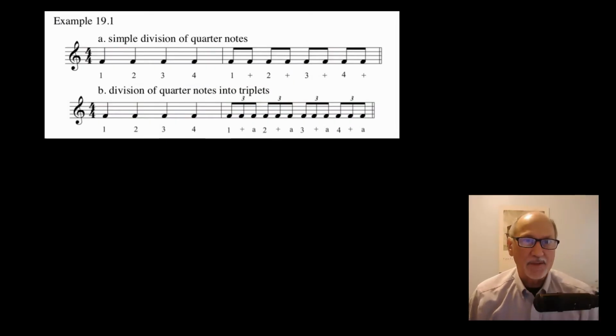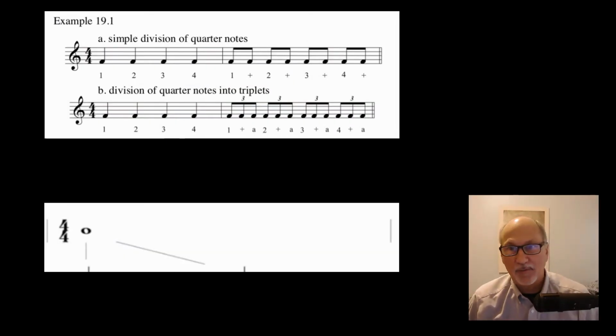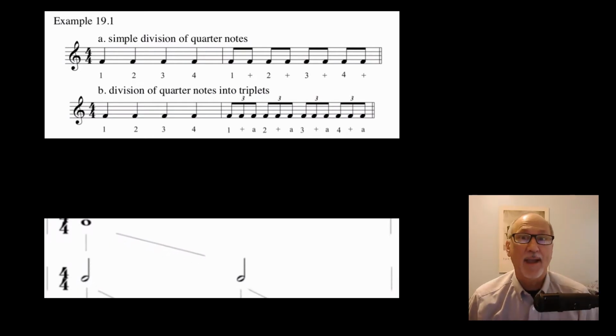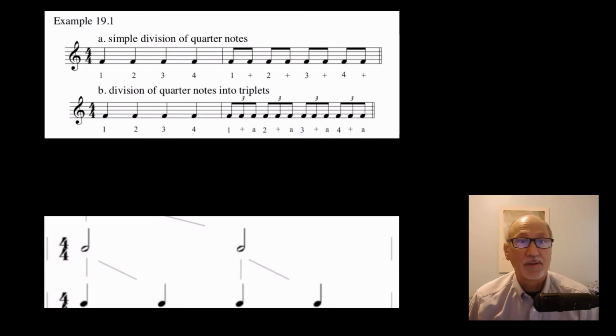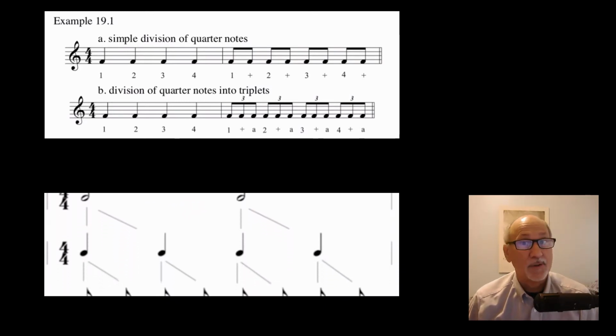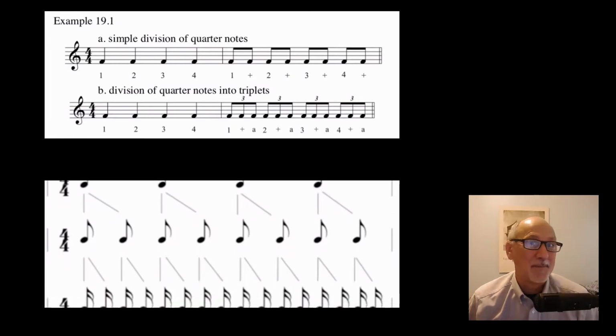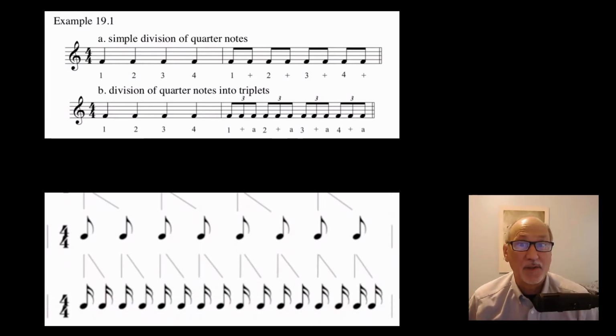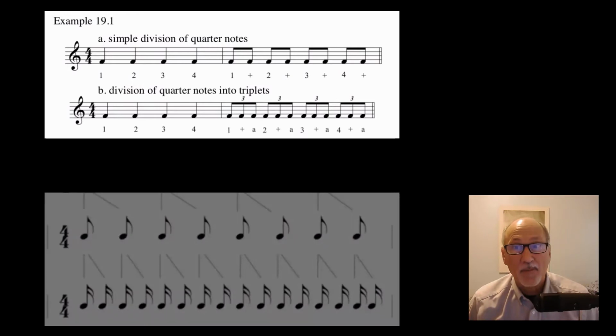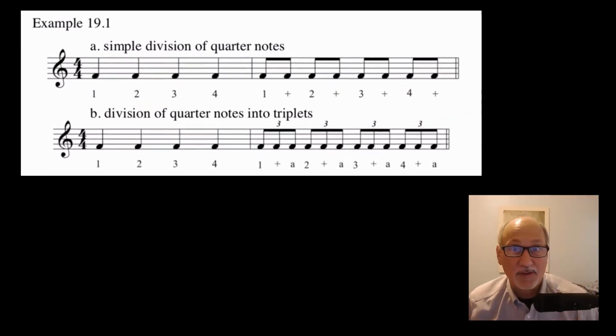Chapter 19, Triplets. In simple time, note values tend to divide in half to create faster moving rhythms. For example, whole notes divide into two half notes, and half notes divide into two quarter notes, and quarter notes divide into two eighth notes, which divide into two 16th notes, etc. Now, if we wish to divide values into three parts instead of two, we must employ the concept of triplets.